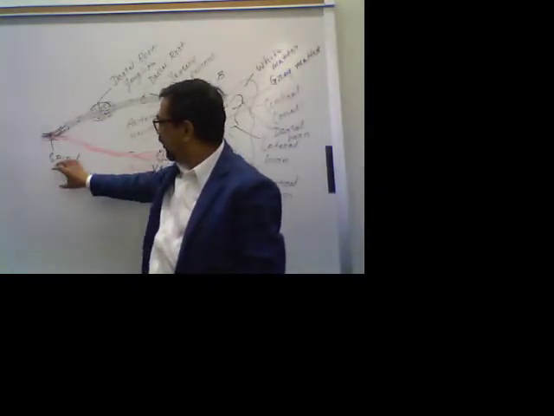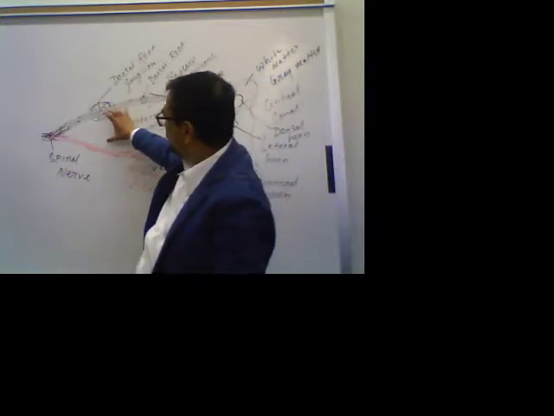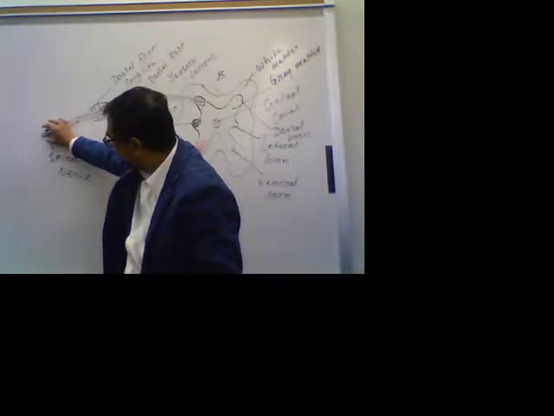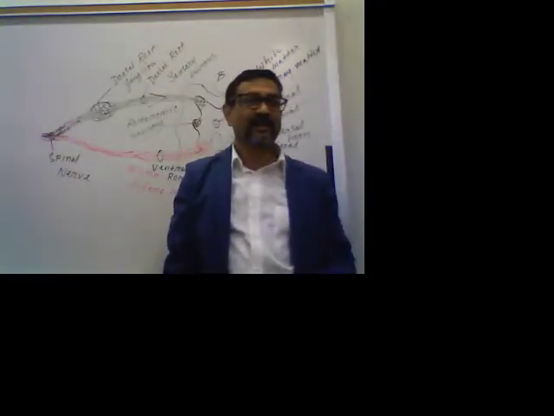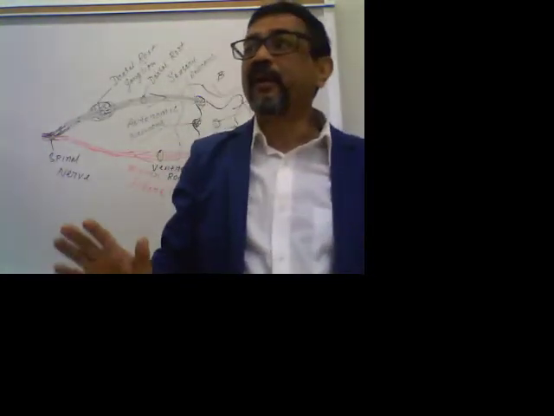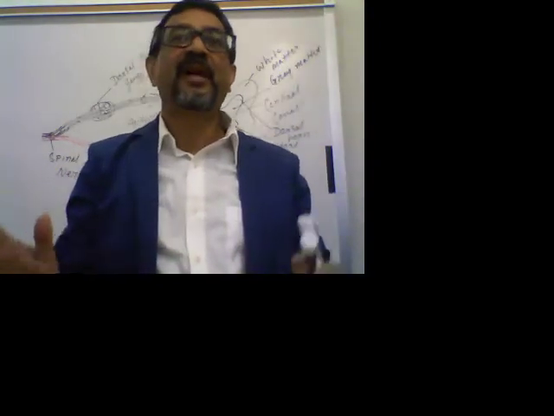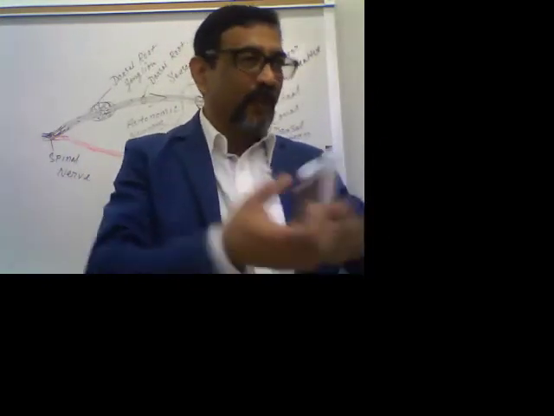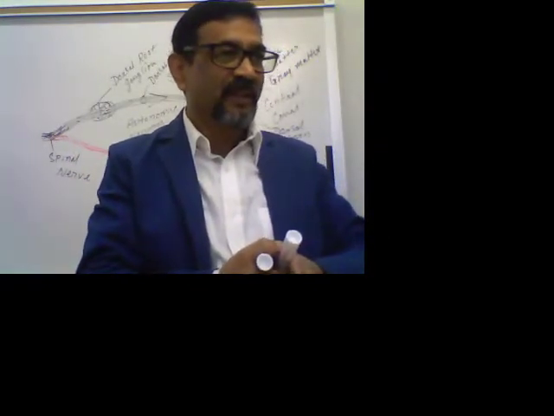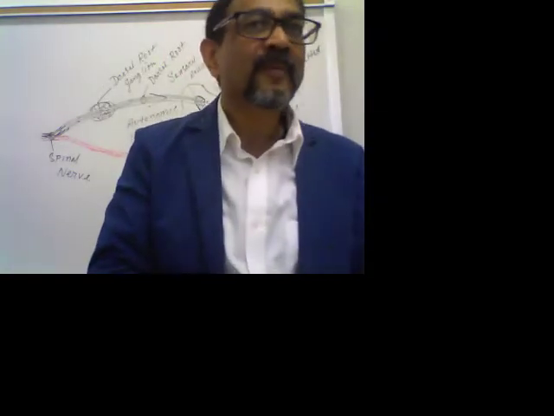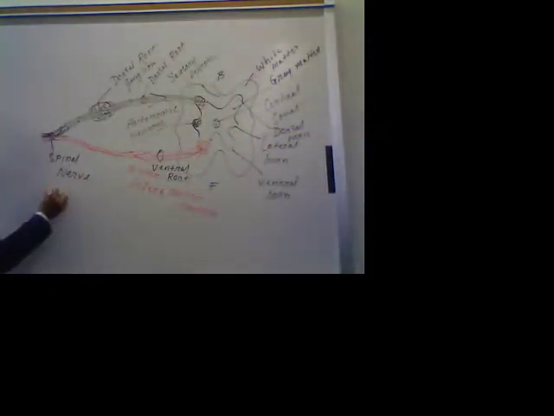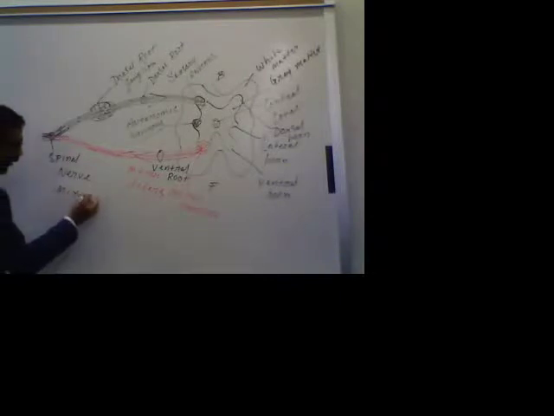Now, the spinal nerve is formed by the union of ventral and dorsal roots. That means sensory and motor fibers are both here. Is it clear? That means the spinal nerve is a mixed type nerve. Not purely motor, not purely sensory. It has both kinds of fibers. That's why it is what kind of nerve? Mixed nerve. Okay. So if I ask you, spinal nerve is what kind of nerve? It is a mixed type nerve.